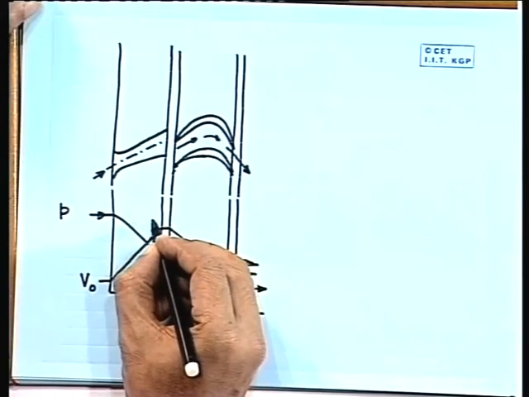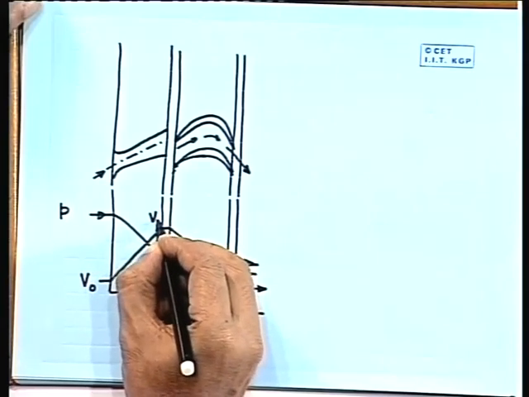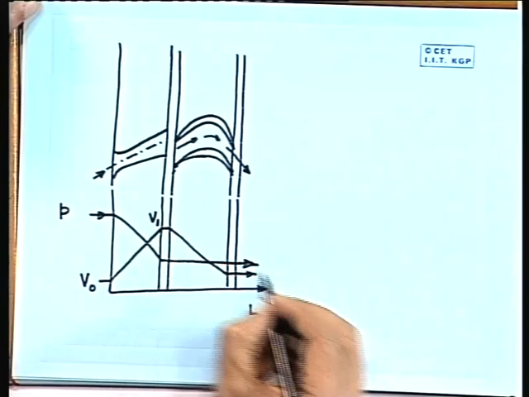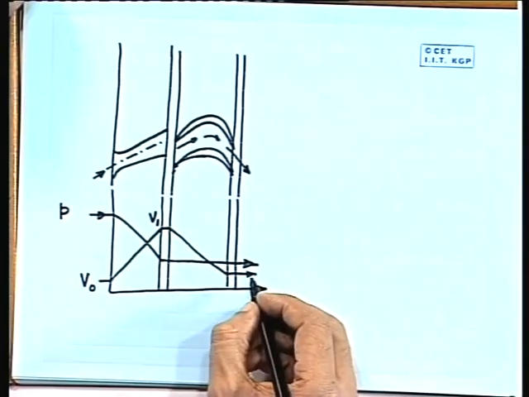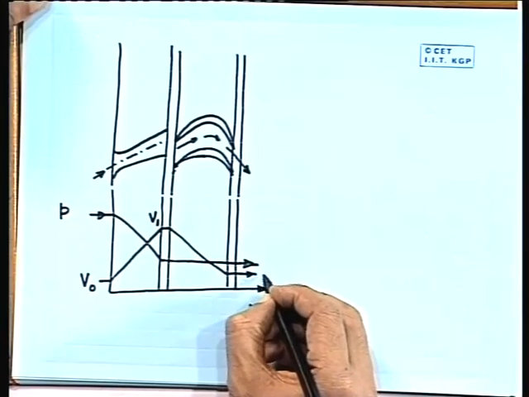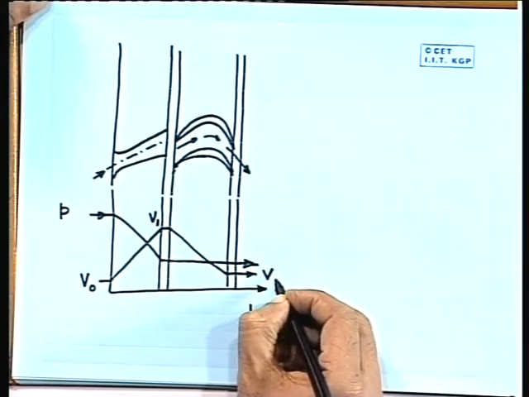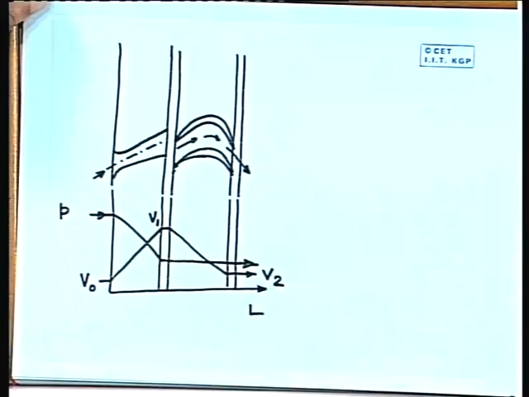Then at the exit of the nozzle, it will have velocity equal to V1, and that means it is entering the blade passage with a velocity V1, and when it is coming out of this blade passage, it will have a different velocity. Let us say the velocity is V2. So, we can say that the inlet velocity of steam to the blade is V1 and the exit or outlet velocity of steam from this blade passage is V2.